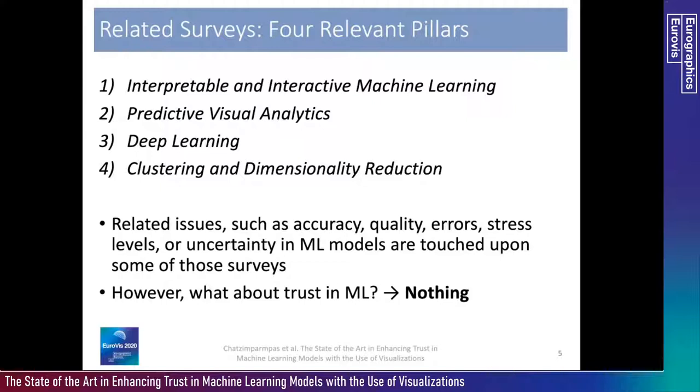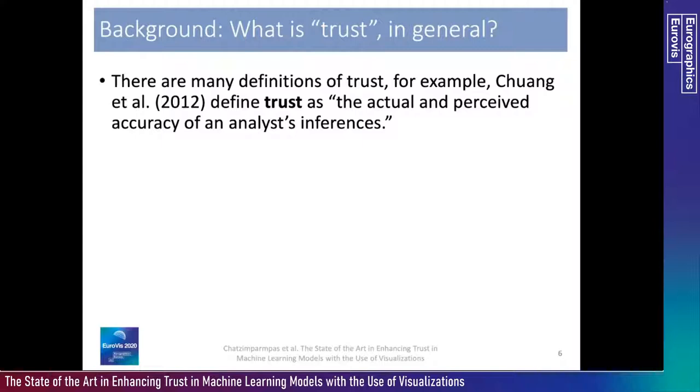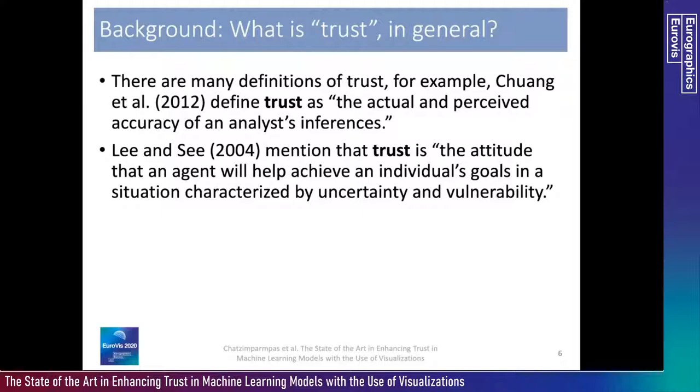When we started the exploration of this subject, a fundamental question was, what is trust in general? Although it is not easily defined in prior literature, there are several definitions of trust in the context of computer science, such as the example of Zhuang and others, who define trust as the actual and perceived accuracy of an analyst's inferences. As another example, Li and Xi gave a generic definition of trust, which is the attitude that an agent will help achieve an individual's goals in a situation characterized by uncertainty and vulnerability.